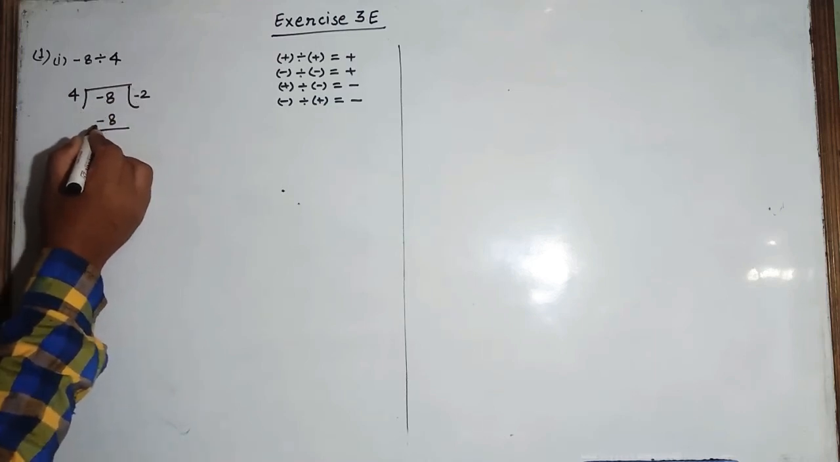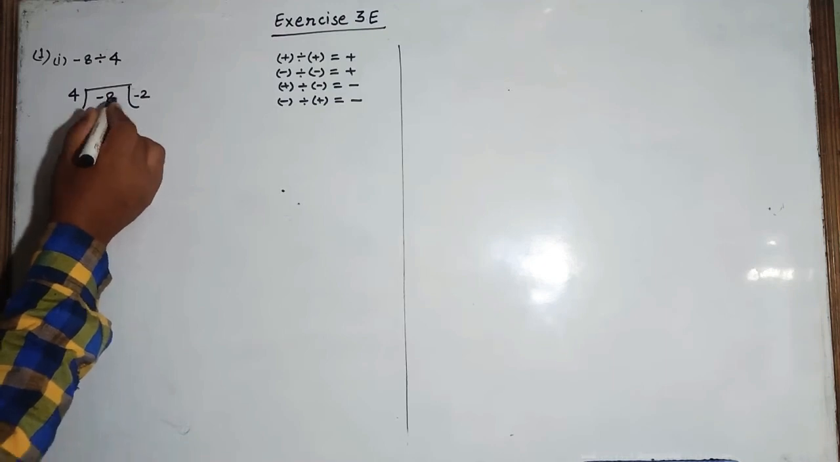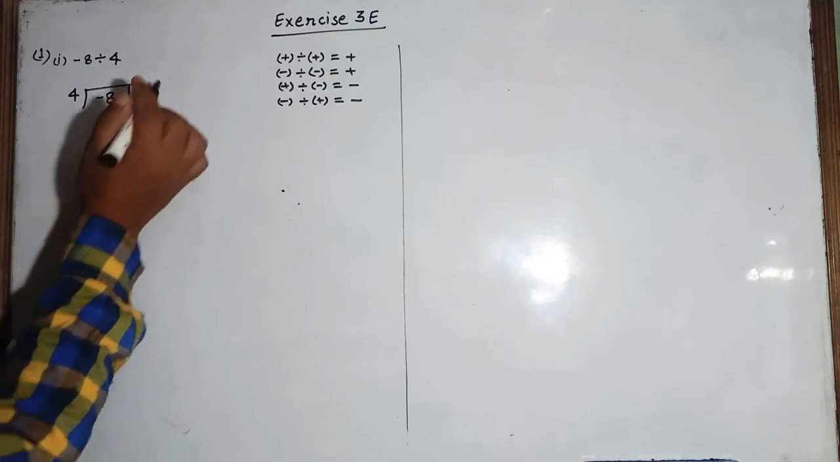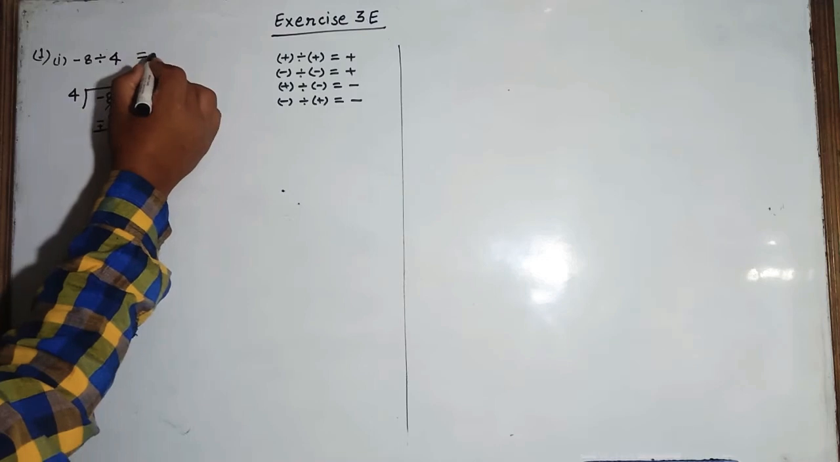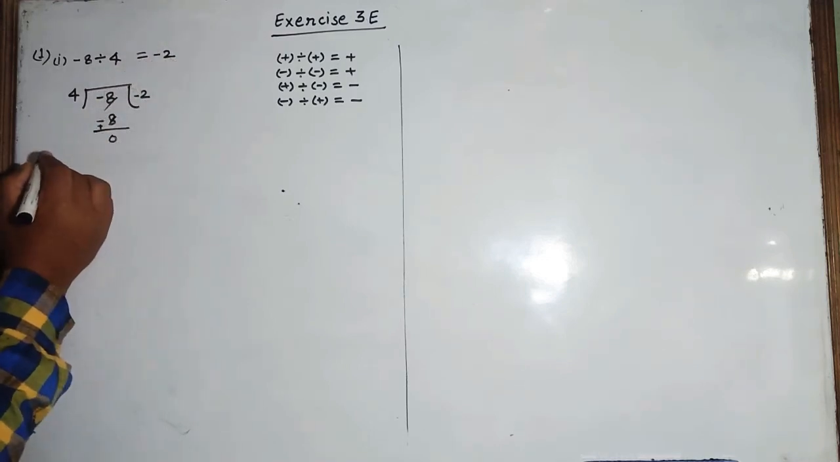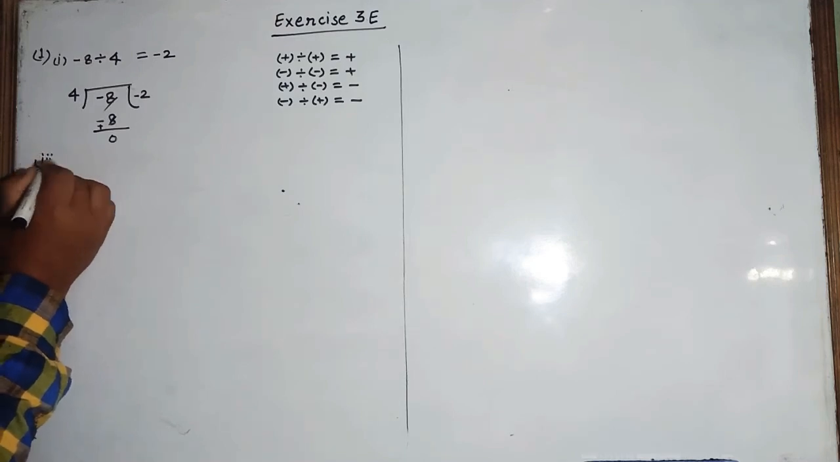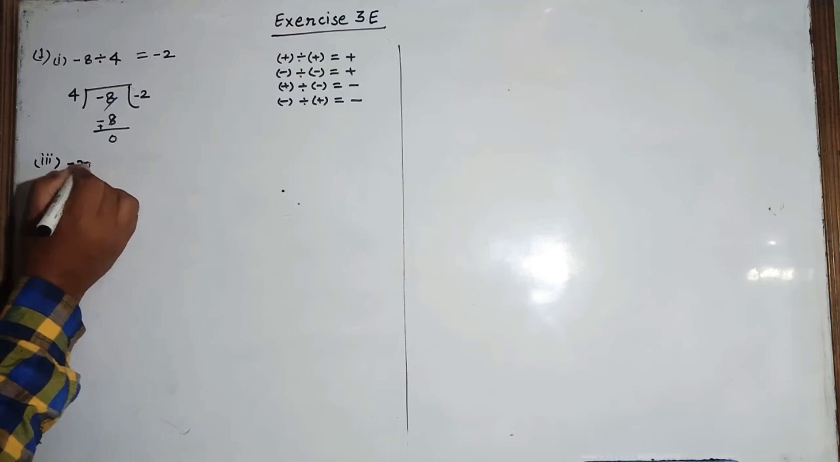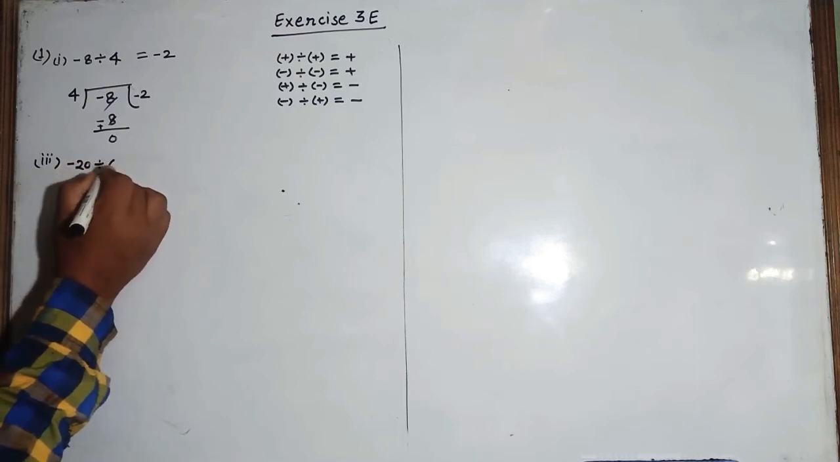So what we will do, we will add here. So it will cancel out and it will be 0. So what will be our answer? That will be -2. Same way, one more part I am doing here, that is the third part, -20 divided by -4.